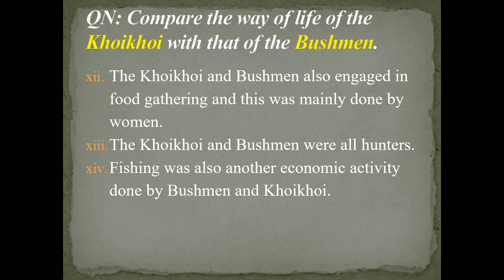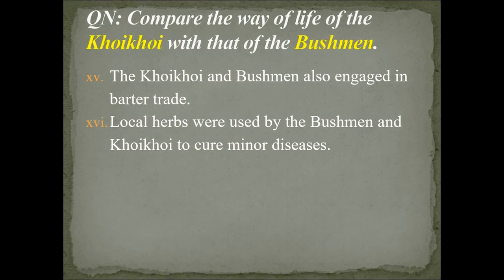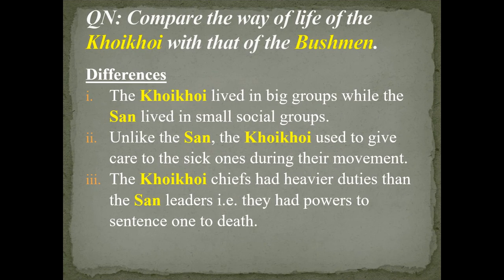And then another one, the Khoikhoi and the Bushmen both engaged in food gathering. The Khoikhoi and the Bushmen were hunters. Both carried out fishing. In point 14, both engaged in barter trade. Both used the local herbs to cure minor diseases. Those are the similarities. Now learners, let us look at the differences between the Khoikhoi and the Bushmen. How the two were different.